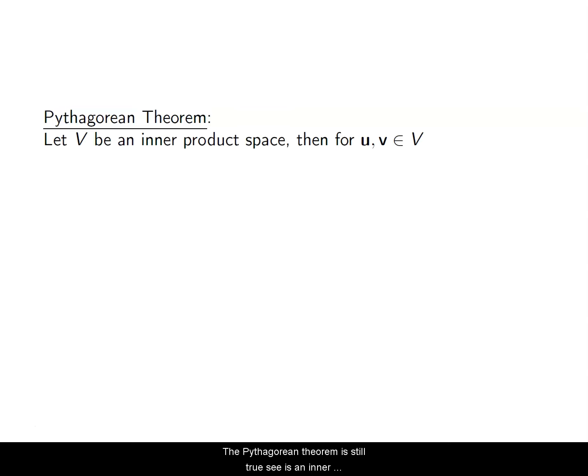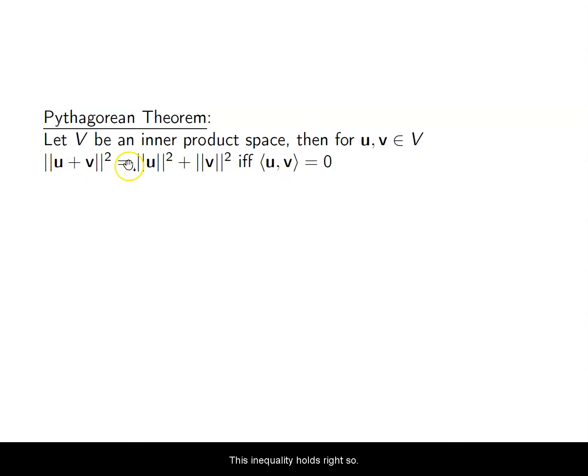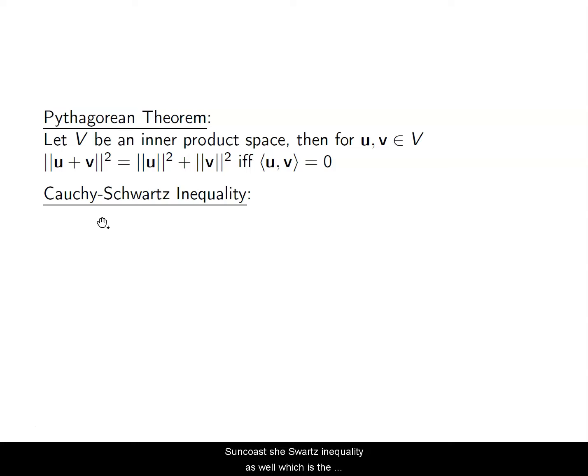The Pythagorean theorem is still true, okay? V is an inner product space. Then for the two vectors U and V that are in that inner product space, this equality holds, right? As long as it's a right angle between those vectors, you have the long side squared as the sum of the squares of both sides together, right? So square one side plus square one side, norm squared, right? The length of them. So the Cauchy-Schwarz inequality holds as well, which is the absolute value of the inner product is less than or equal to the norm of each individual vector multiplied against each other.